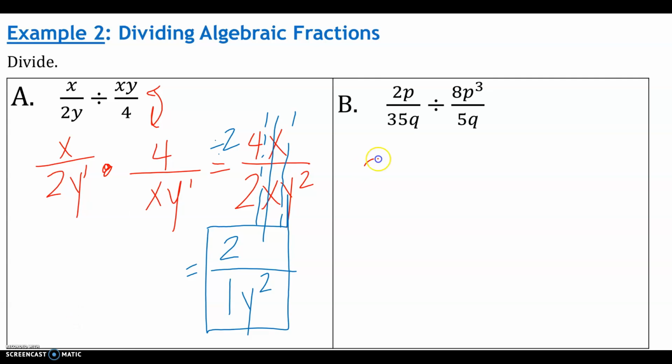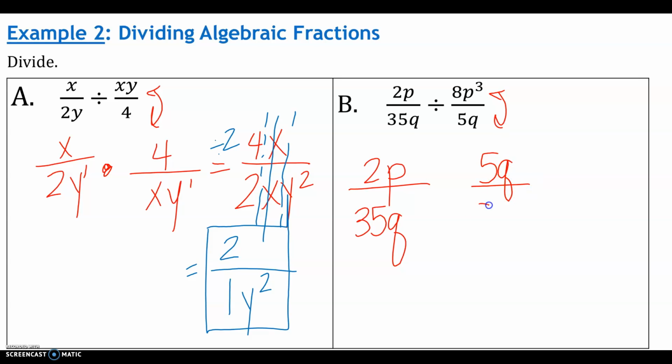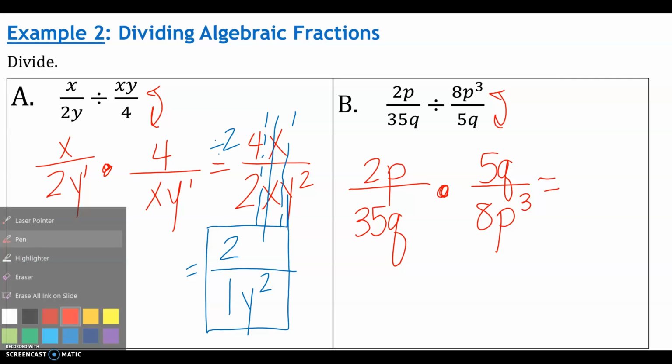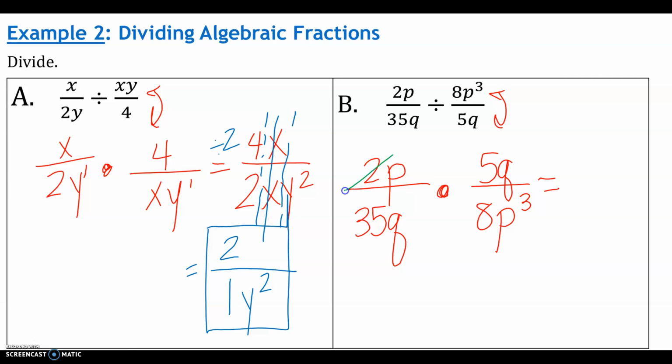Let's look at letter B. 2p over 35q. Flip it, and you get 5q over 8p cubed. So let's actually cross divide here just a little bit. So let's do 2 and 8. If we do that, we can divide by 2, and you would get a 1 and a 4. 35 and 5, you could divide both of those by 5, and you get 7 and a 1.